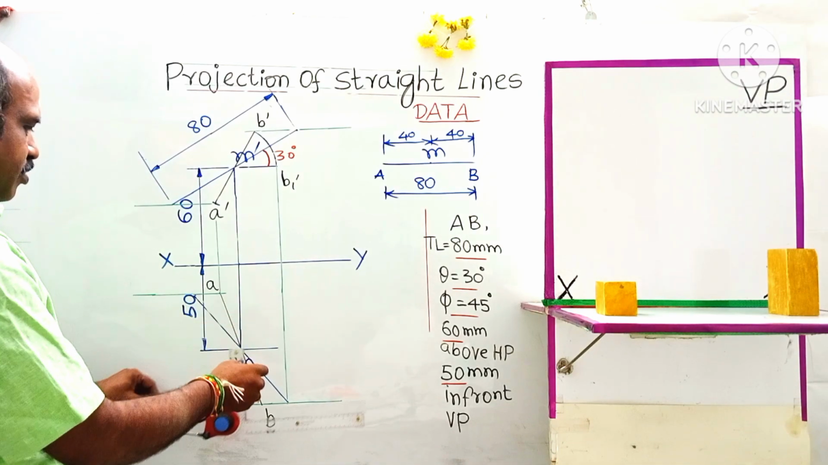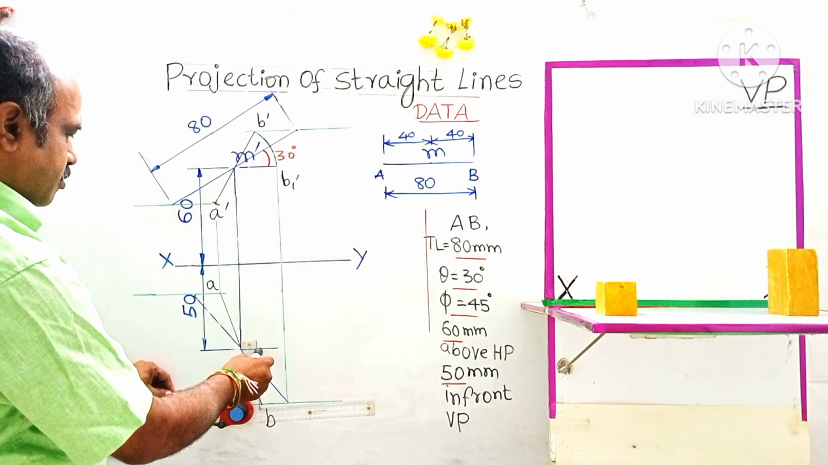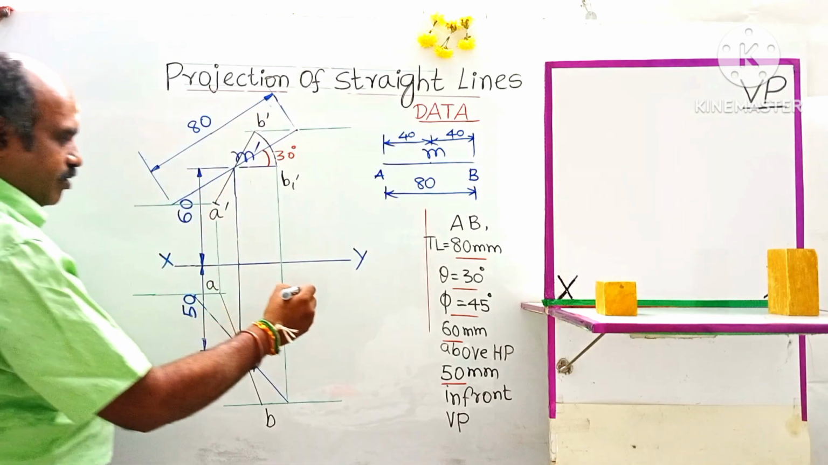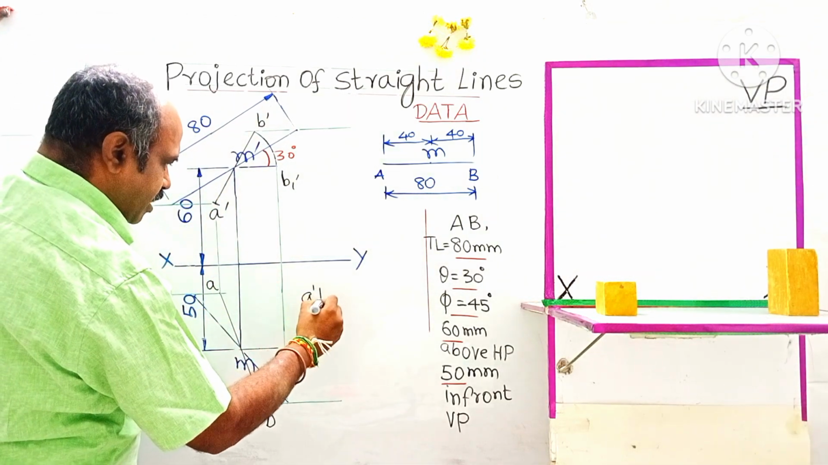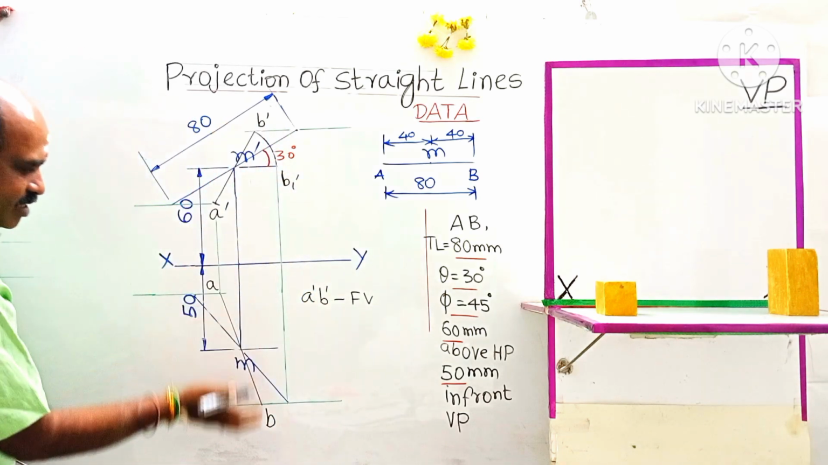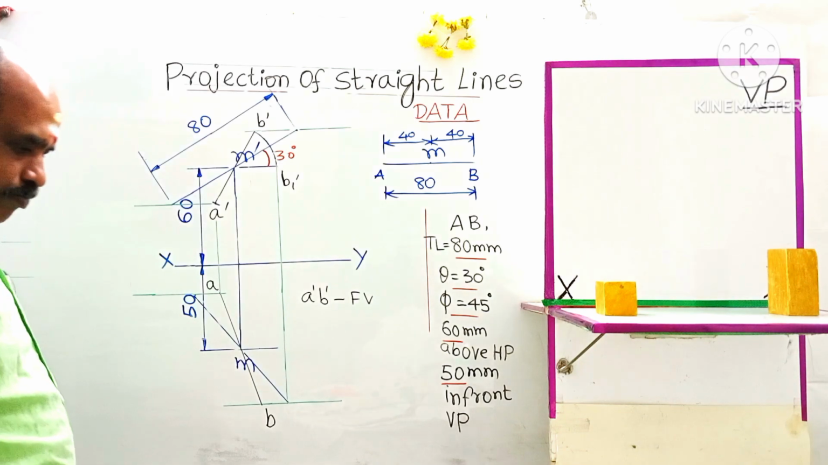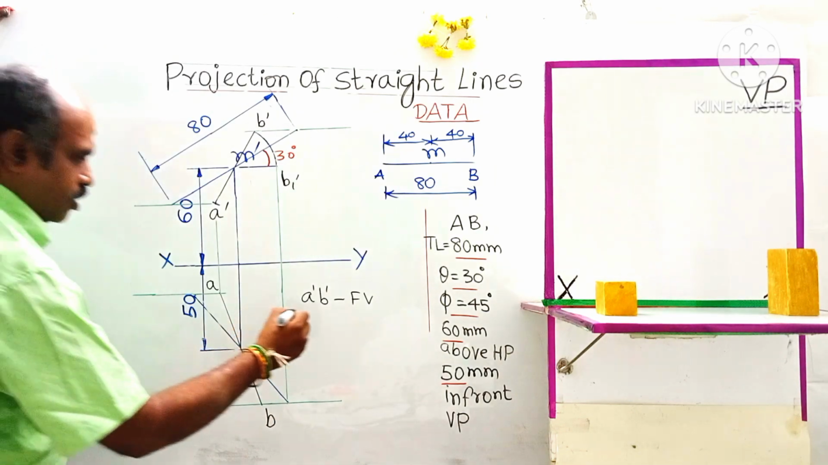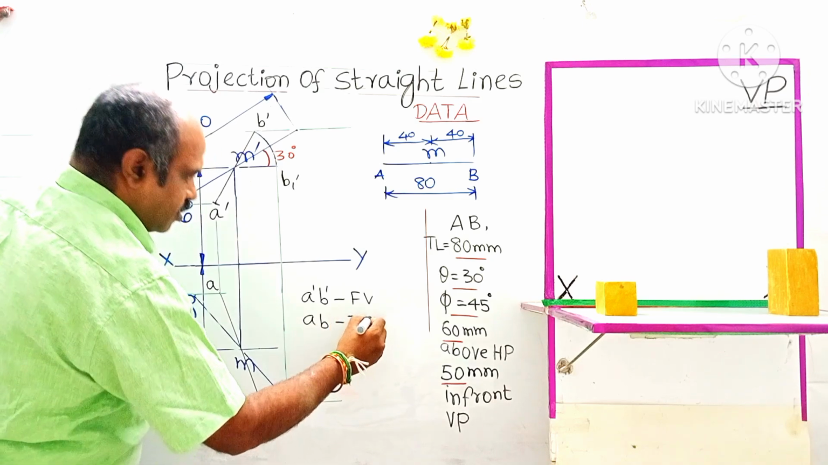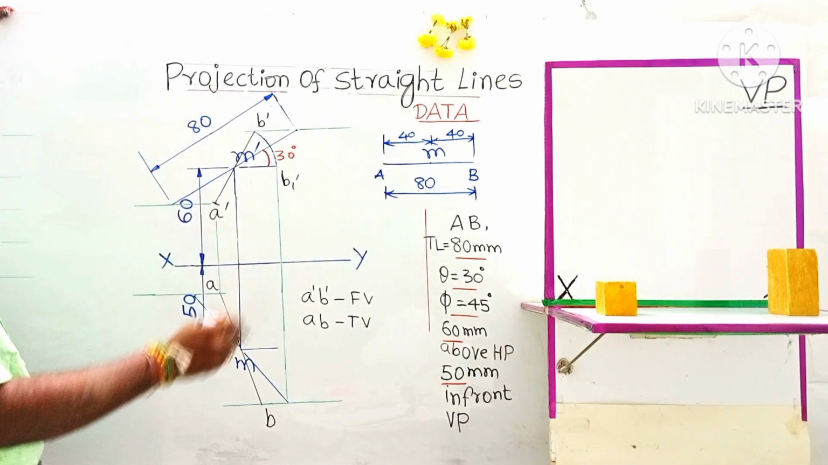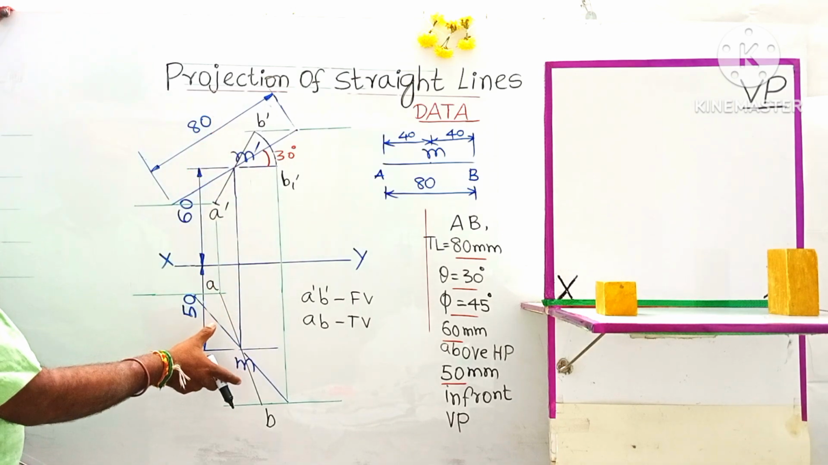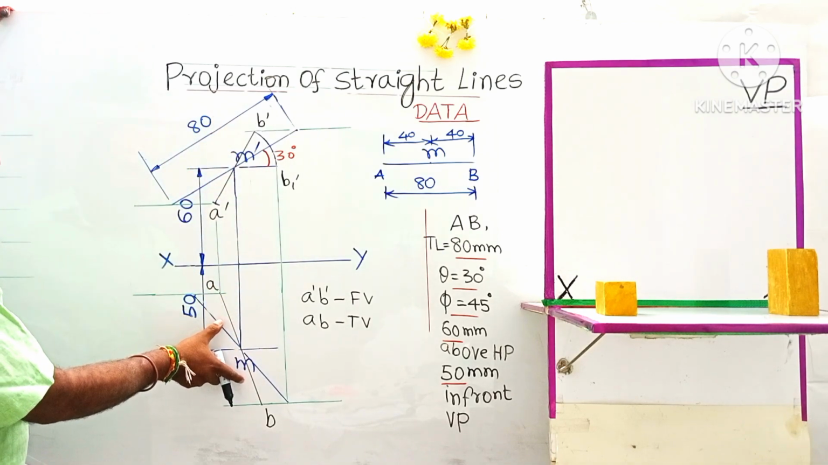So this is the top view of the straight line AB. So AB is the final top view. A dash B dash is the final front view, obtained above the XY line, and AB is the final top view. So what I asked in the question is to draw the projections. Drawing the projections means this procedure: the final front view is obtained, and below the XY line AB is the final top view obtained.